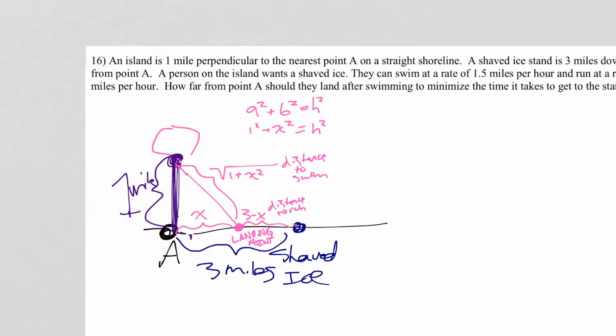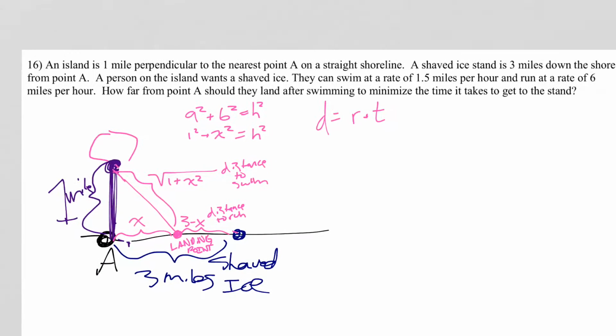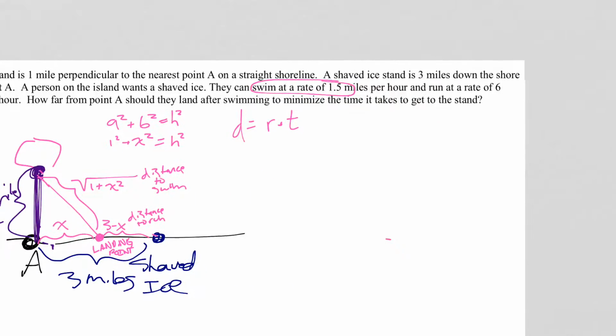And now let's do a little science. Let's remember that distance equals rate times time. And we are told in the problem that we can swim at a rate of 1.5 and we can run at a rate of 6 miles per hour. We're not very fast at running. I actually could totally not run 6 miles in an hour. I would faint and die.